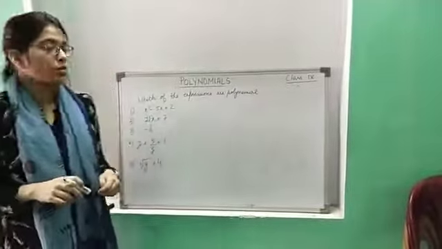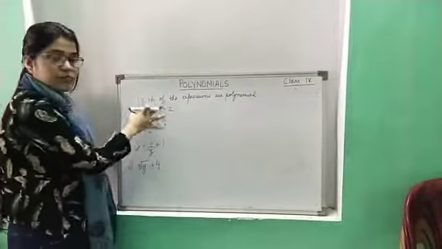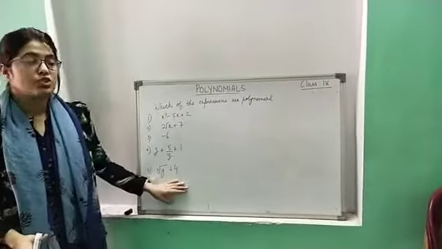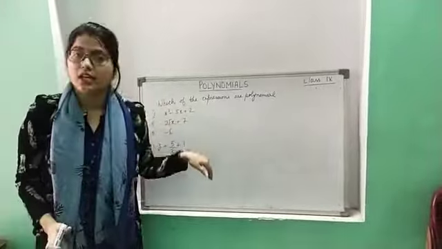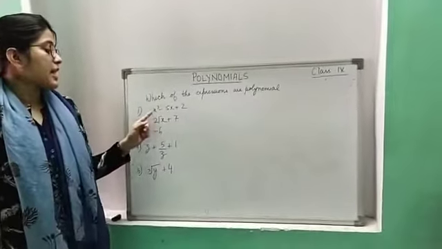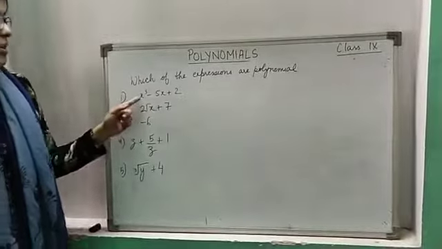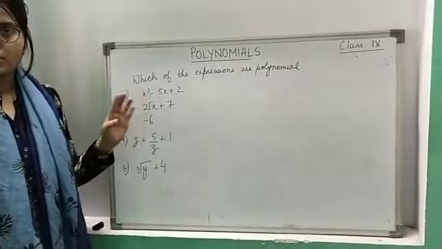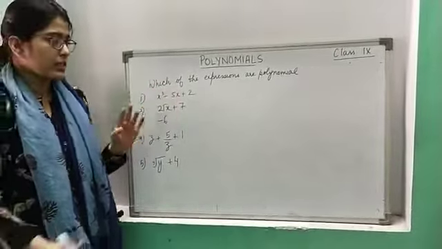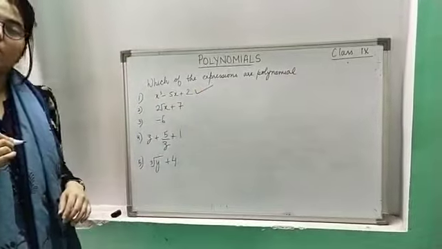Now let's solve some questions. Which of the expressions are polynomials? I have given 5 different expressions, and you have to check which expression is a polynomial. Question number 1 says x cube minus 5x plus 2. Here you just check the power. The power of x is positive, there is no fraction, nothing negative, no division. So this expression is a polynomial.